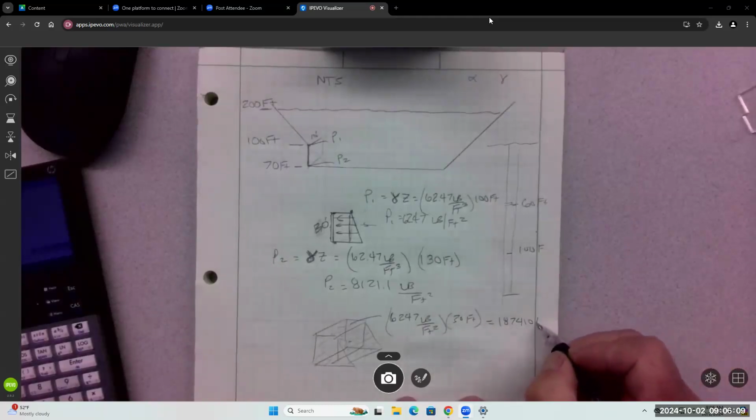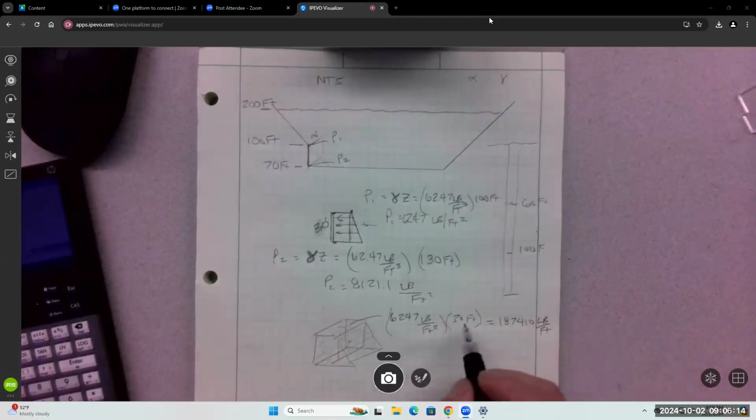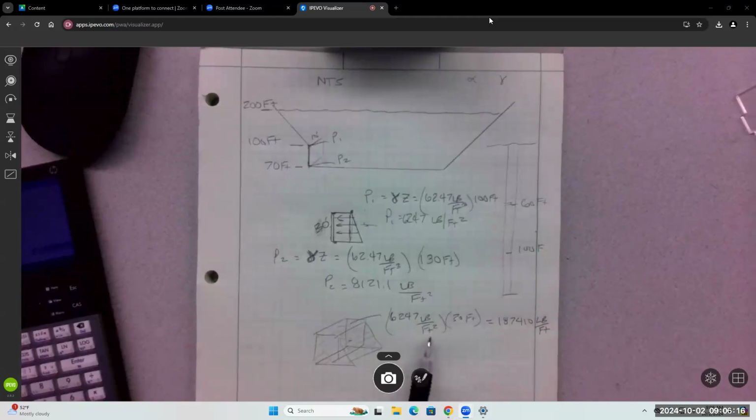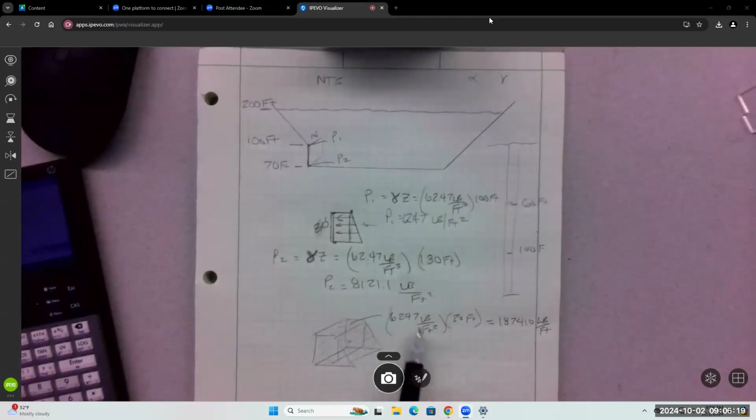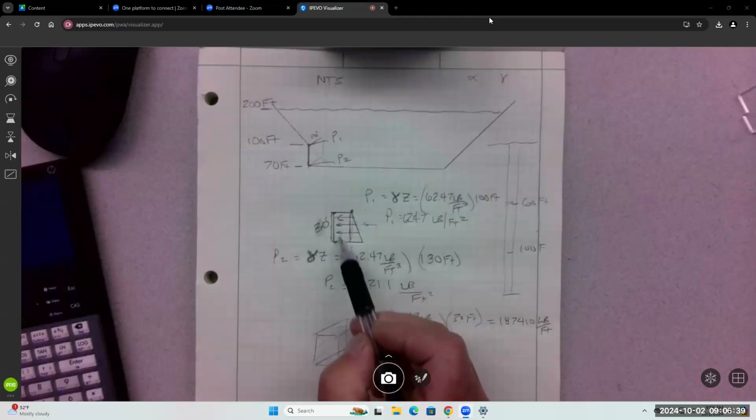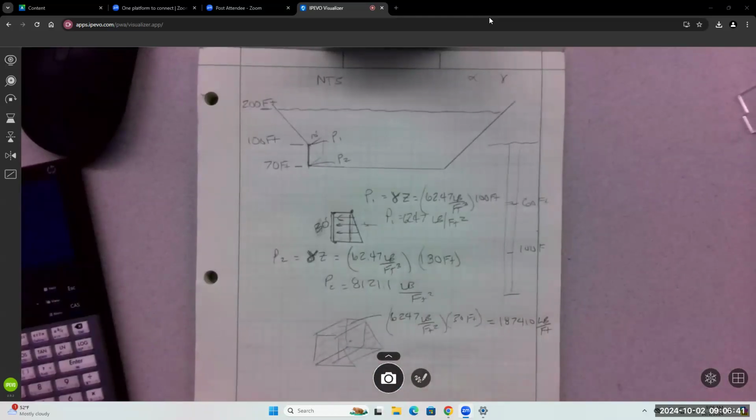And what's that unit? Pounds per foot cubed? Careful. This 6,247 was a pressure, pounds per foot squared. Right? And then we multiplied by 30 feet. So now we are pounds per foot. It's called a line distribution. Pounds per foot here, but then we got to multiply by what?